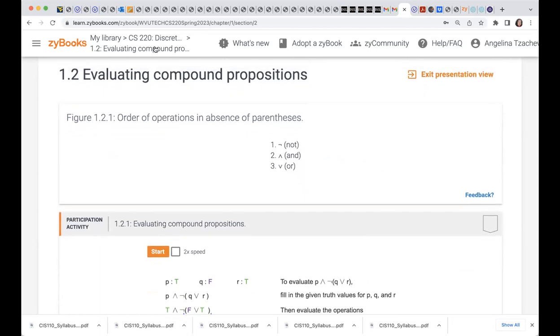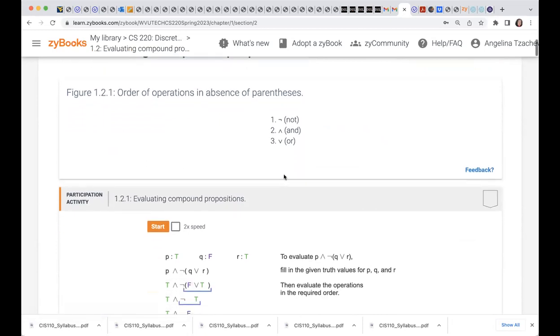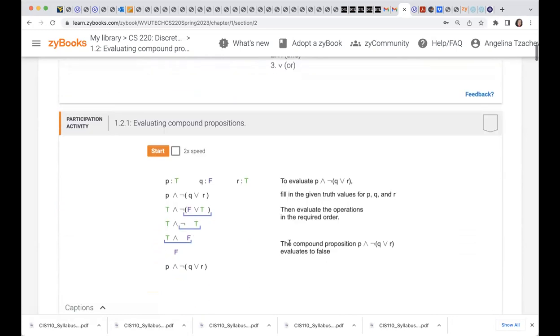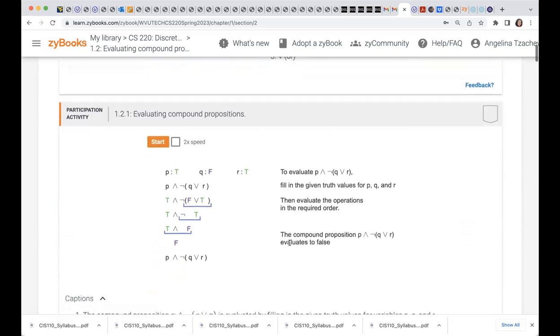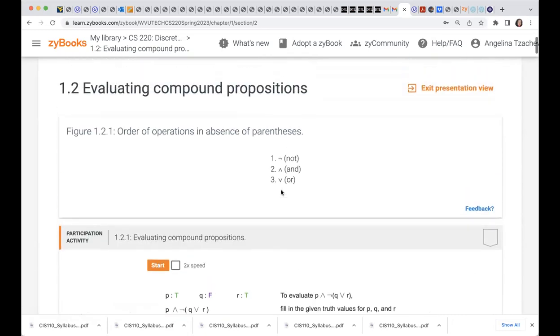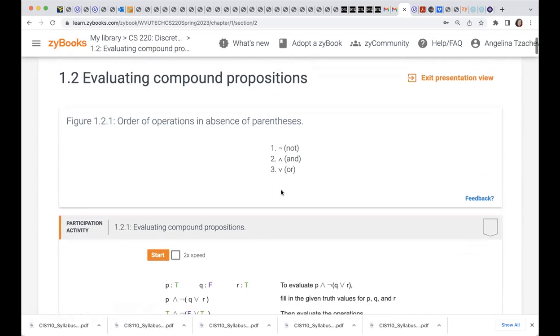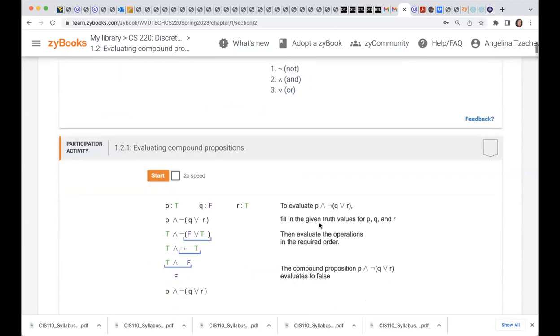So to continue with the evaluation of these compound propositions, this is the not, the and, and the or. If a bunch of them are written one after another, like P and not, parentheses Q or R, how are we to evaluate this? The order that we use in the absence of parentheses is first the not sign, then the and, and finally the or. If we do have parentheses, those need to be taken into consideration first.